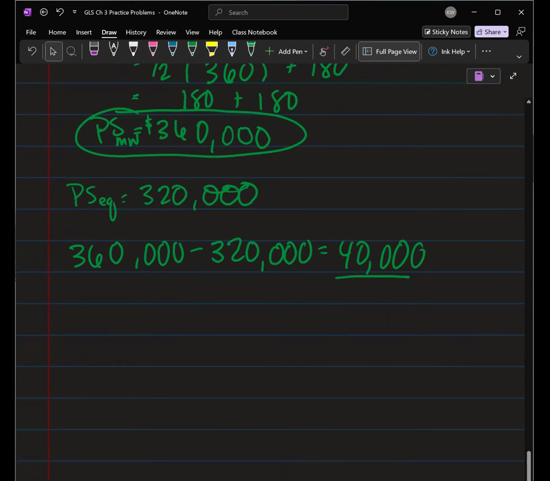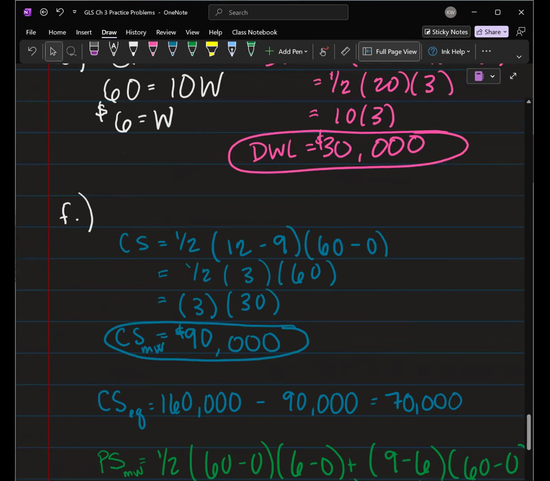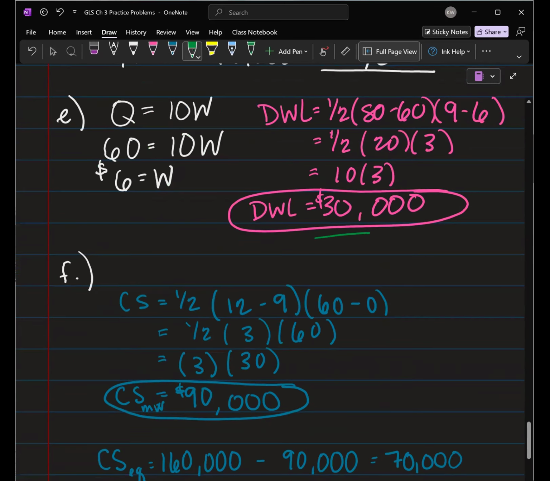And so some of this is the transfer from consumers. And then you'll notice that it doesn't account for all of the loss to consumers. Consumers lost 70,000, and producers only gained 40,000. So the remaining 30,000 is lost to deadweight loss, which is what we found in Part E.